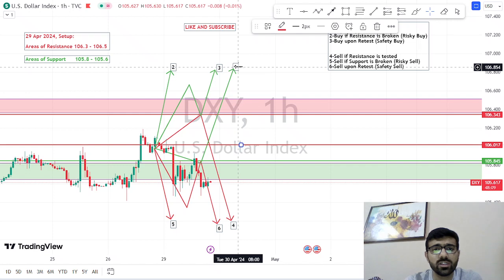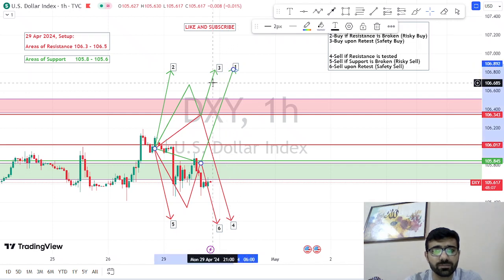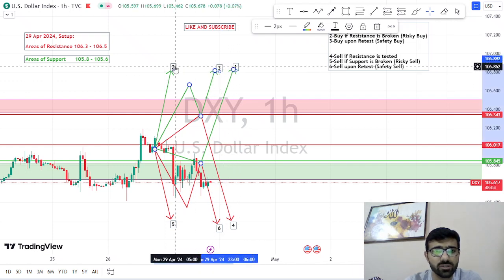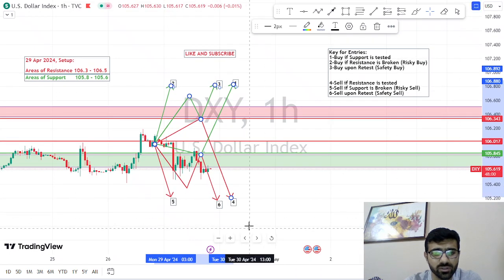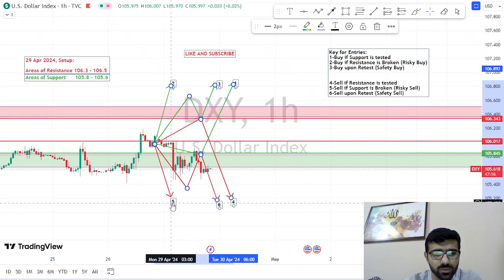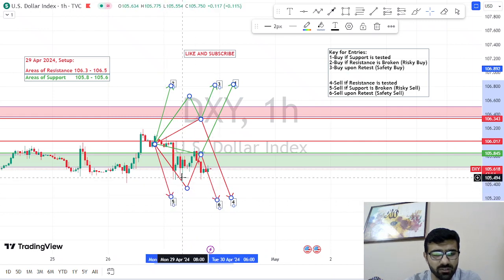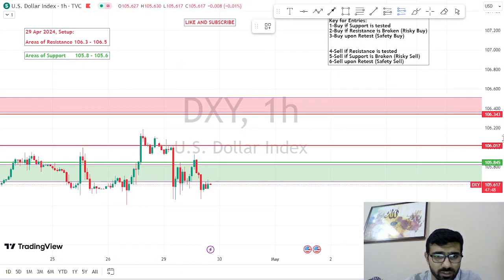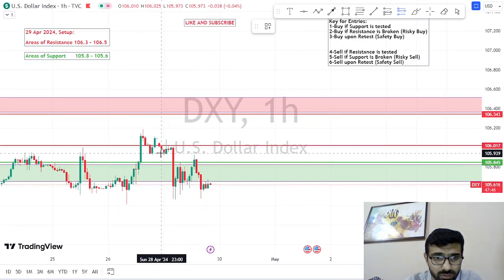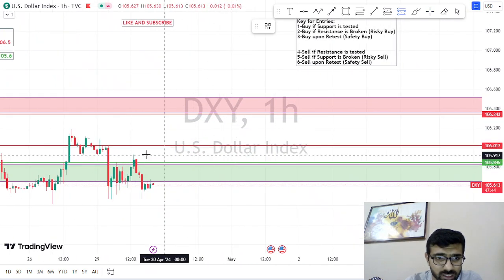Okay, so let me just clear the chart for you for a little bit so you can check out the trades for yourself as well, and see how much profit you would have made by taking these trades. I'm not going to write down the trades because I have written down the trades for one whole year for you so you can easily understand.